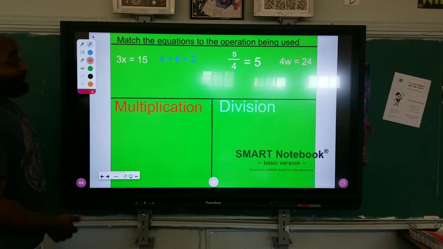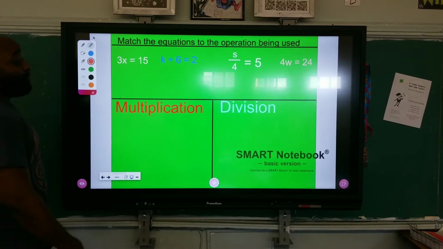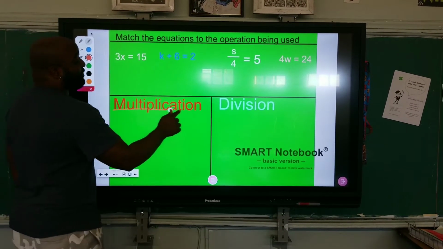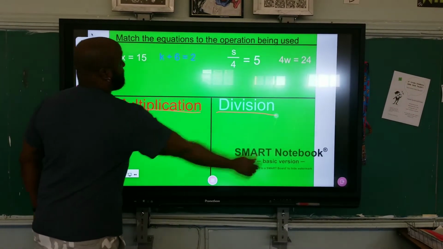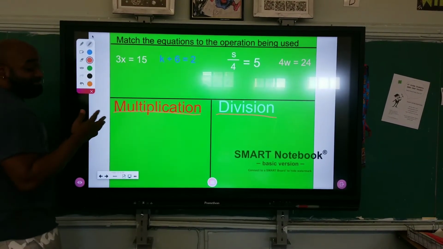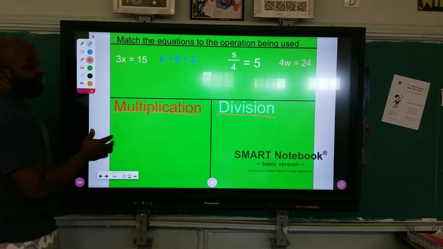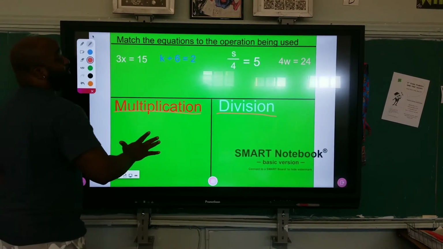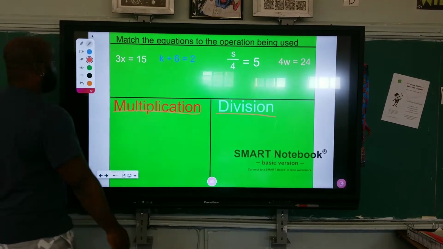All right, so today what we are going to learn is the next two ways that we can have equations shown. So we're looking for which equations show multiplication and which ones show division. So you have 4 choices up here. Go ahead and take a second, take a guess. I bet you can figure out the multiplication ones and then by proxy figure out your division ones.